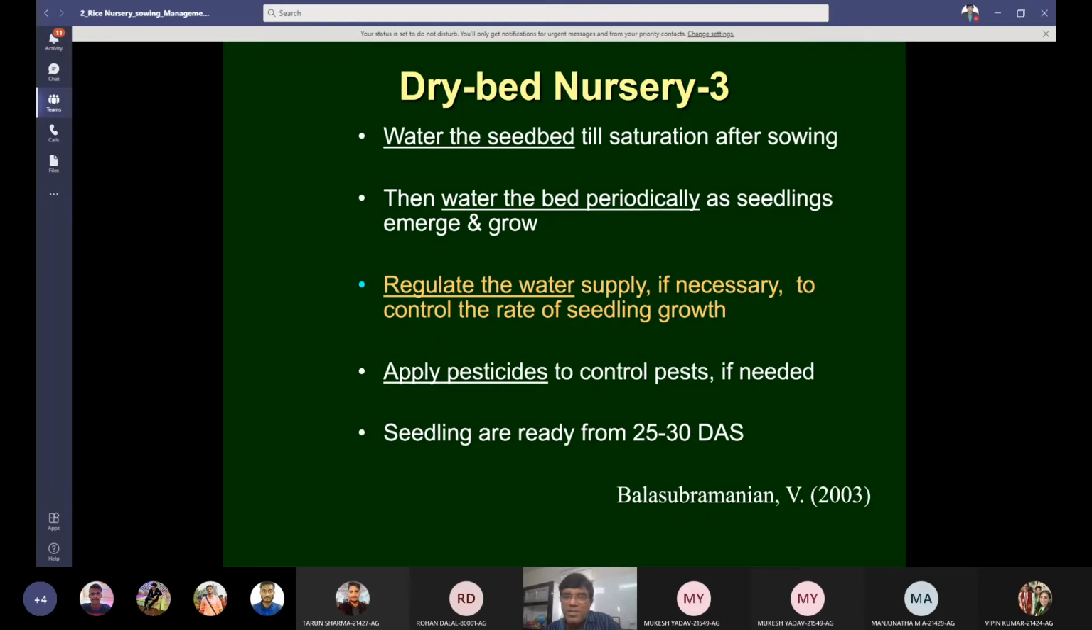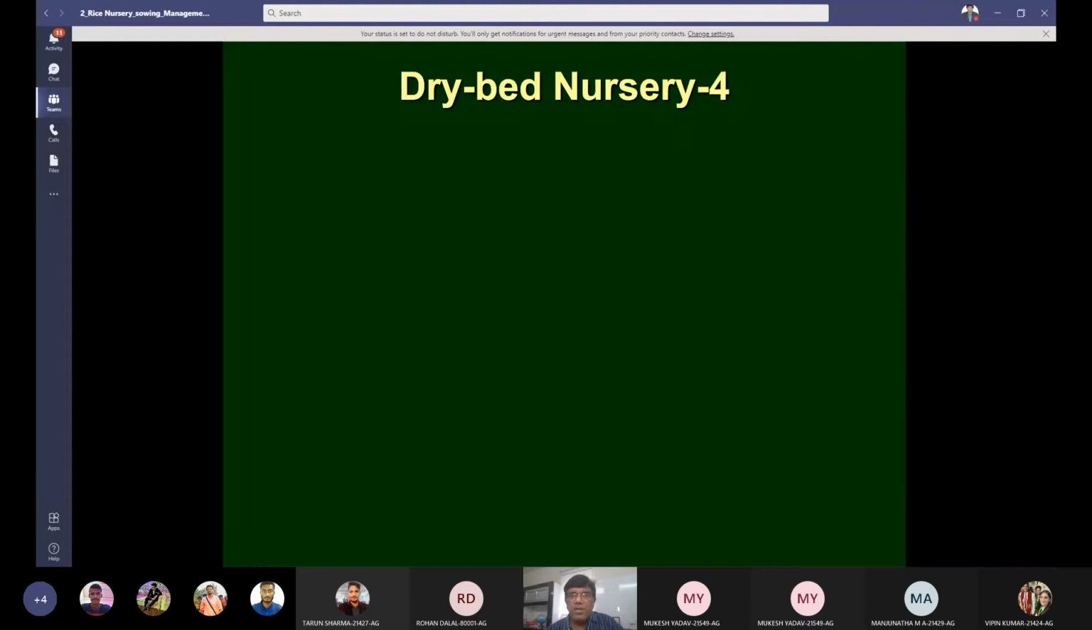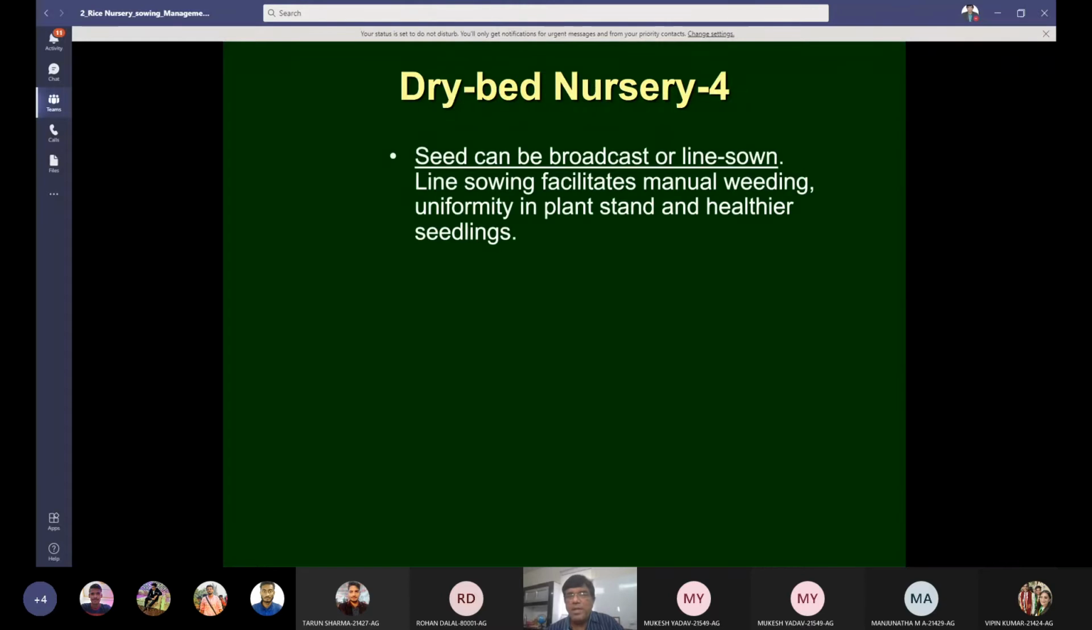The same kind of pest or disease may come in the dry nursery also. So the methods are the same. Insects may be the same, diseases may be the same. Seedlings are ready within 25 to 30 days after sowing by the dry bed method. Seed can be broadcast or line sown here under dry conditions. Line sowing facilitates manual weeding, uniformity in plant stand and healthier seedlings.